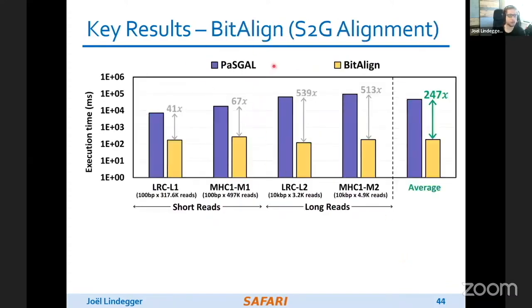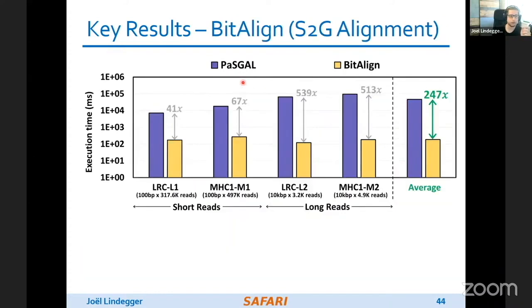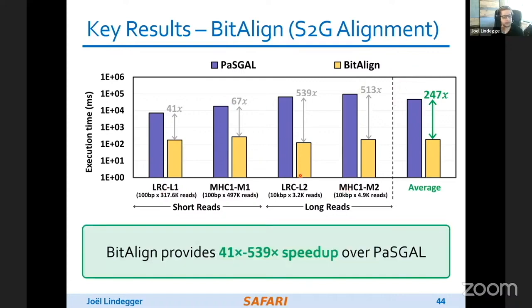Then we also compare to Pascal. These previous baselines are for sequence-to-graph mapping. Pascal can only do alignment, so sequence-to-graph alignment without any kind of seeding, for example. So we just compare Pascal with the BitAlign accelerator. And you observe here that for both short and long reads, again, BitAlign provides significant speedups over Pascal.